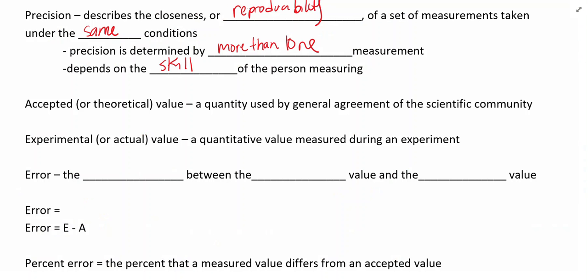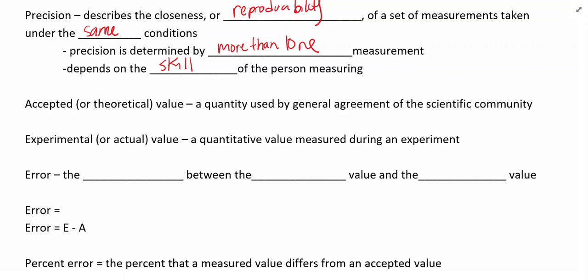Whenever we're taking a measurement, there's going to be the accepted value, which is a quantity used by general agreement of the scientific community. This is kind of a theoretical value, which is another way to describe it. The experimental or actual value is a value measured during an experiment, the value that someone physically measured. Sometimes there are calculations you can do to figure out your accepted value, but sometimes you need to do calculations for your experimental. It all just depends on the experiment.